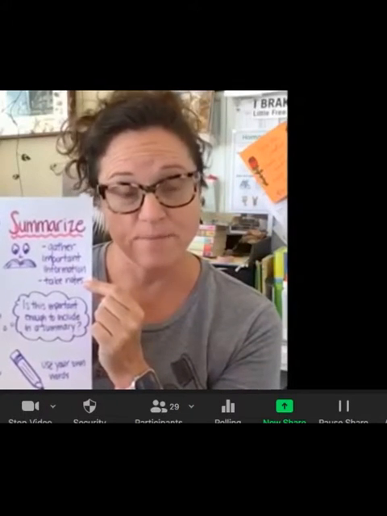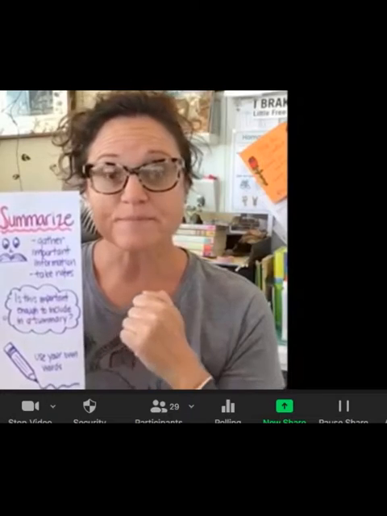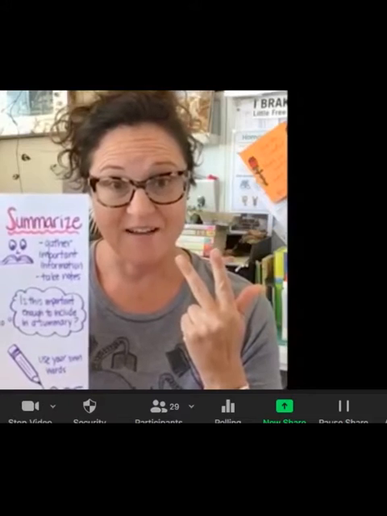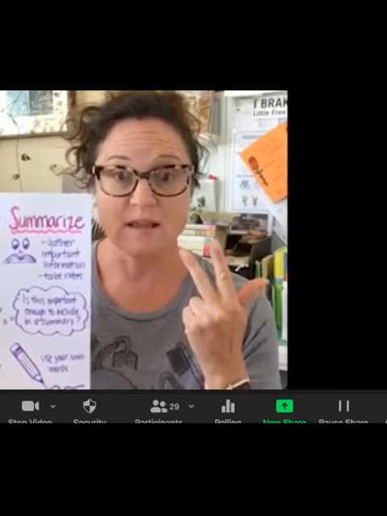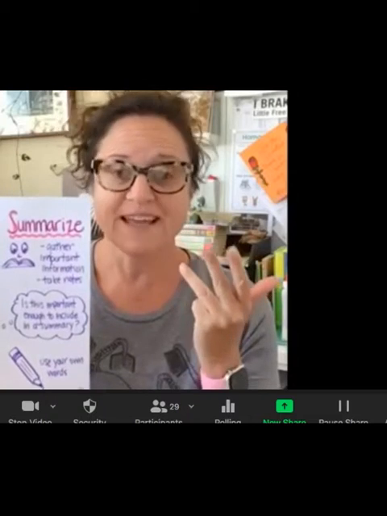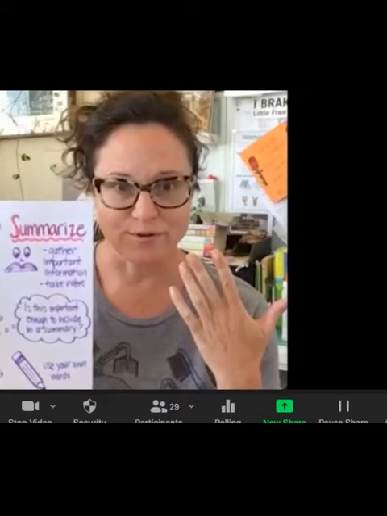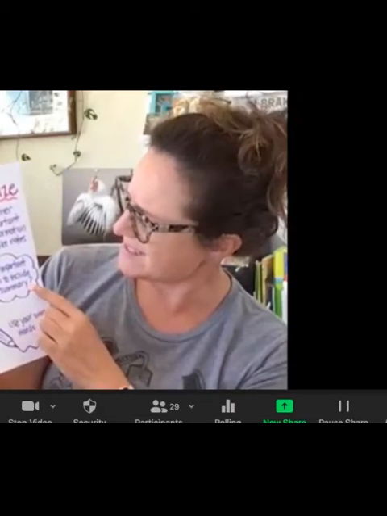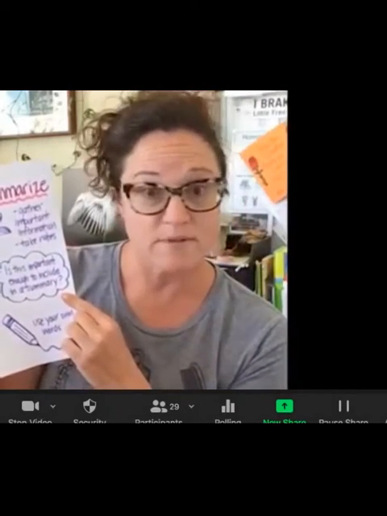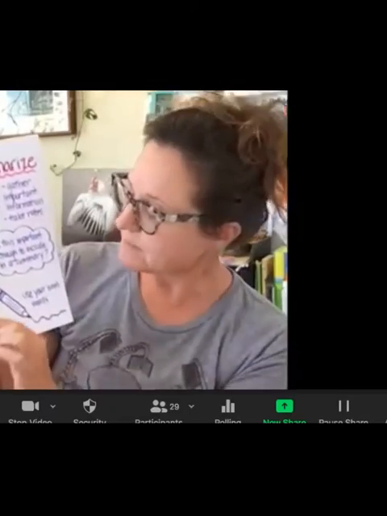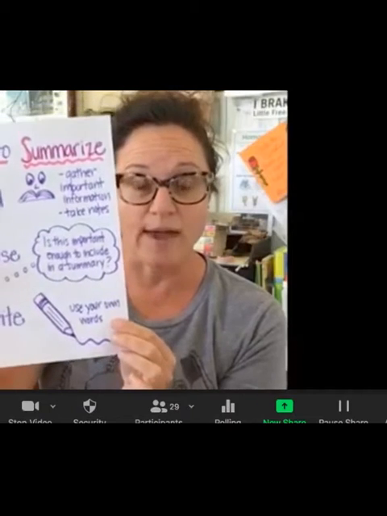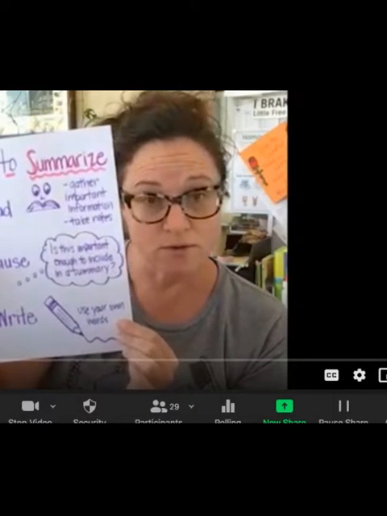And when we talked about theme, we talked about reading to find out who the characters were, what the problem was, the events that took place in the story, how the problem was solved, and then if the character changed or learned anything. So last, as you pause, you're going to ask yourself, is this important enough to include in the summary? Remember, it's not a retell. We're not telling everything. And then finally, you write your summary using your own words.